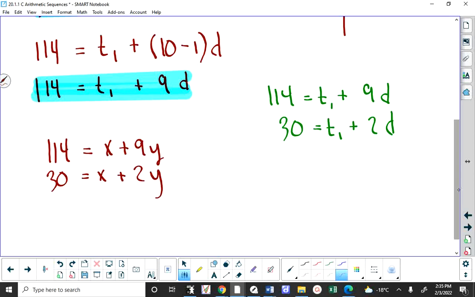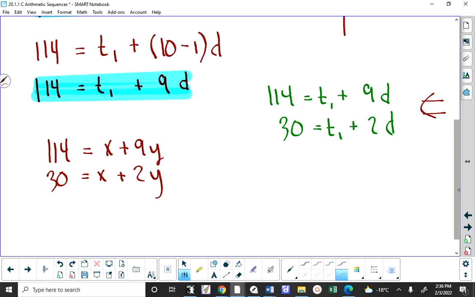A system of equations is two equations. It can be more, by the way, but in high school we typically use two equations with two different unknowns. Your goal in solving a system of equations is to get rid of one of the variables. What can we do to these two equations to get rid of one of those two different variables? Do you know? You would solve for T1.